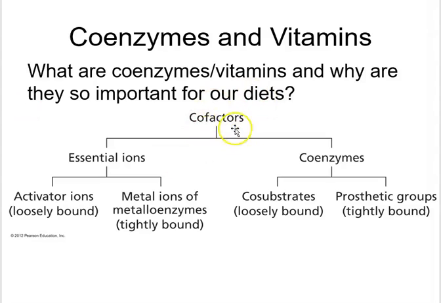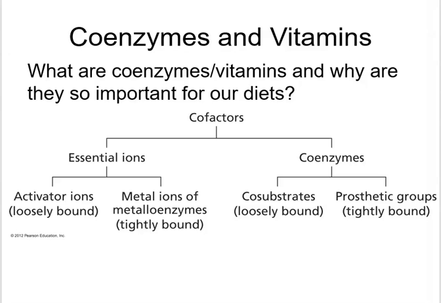So another way to look at the coenzymes, the vitamins, and cofactors: cofactor is a broader term that describes non-protein components of an enzyme. We have essential ions, right? So metal ions or activator ions, or coenzymes. Prosthetic groups are tightly bound, maybe by covalent bonds, or co-substrates that are more loosely bound. Examples of co-substrates are FADH and NAD+. Those are things that are going to be involved in the electron transport chain. For example, they can't be tightly bound because they need to move and interact with other things as well.